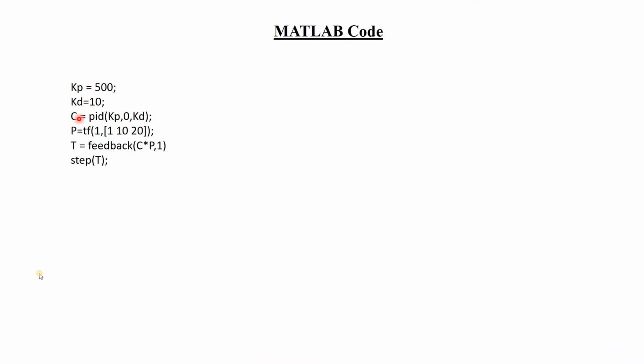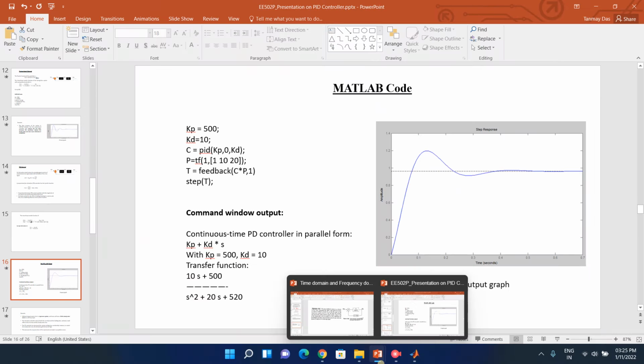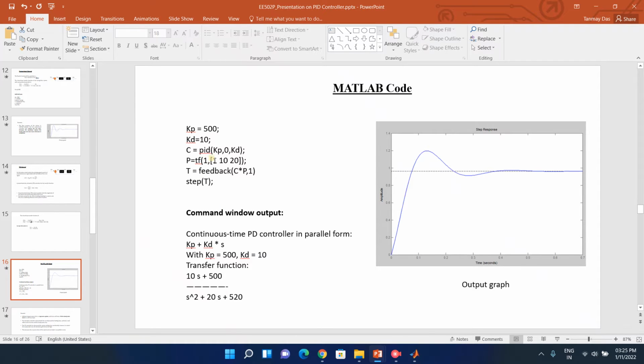Okay. We will write the Matlab code. Now see, we will take Kd as a term. Now you will take PID. See, since it is a PD controller, we will take the controller variable Kp comma 0 comma Kd, because we are not taking the integral. So this is the syntax, and we will do the same thing as previously.